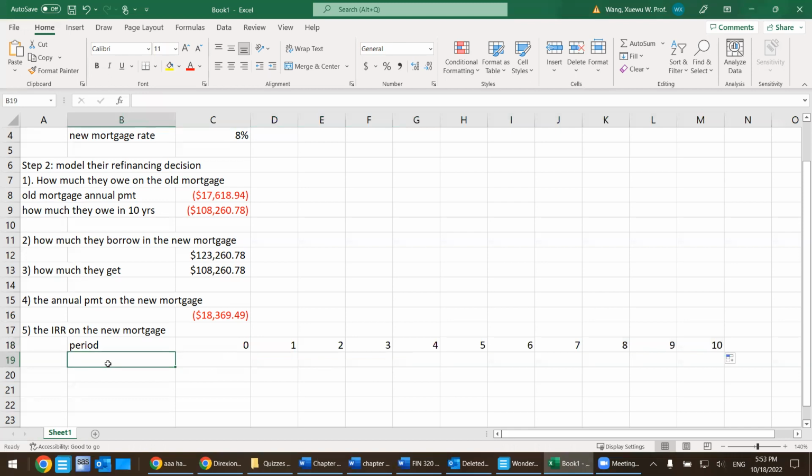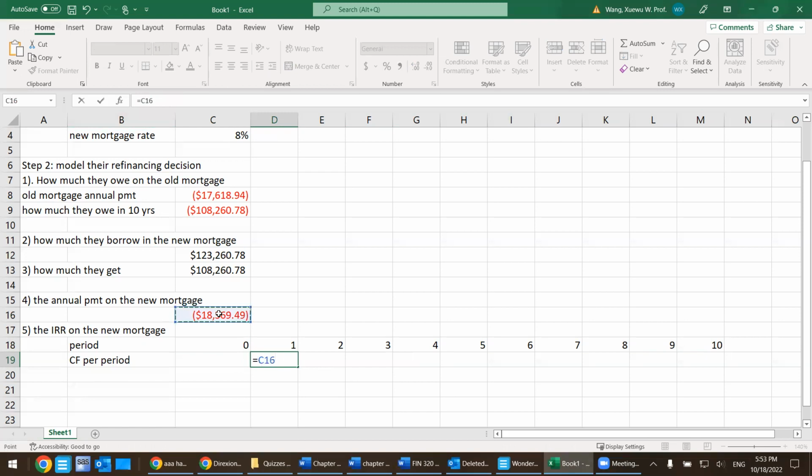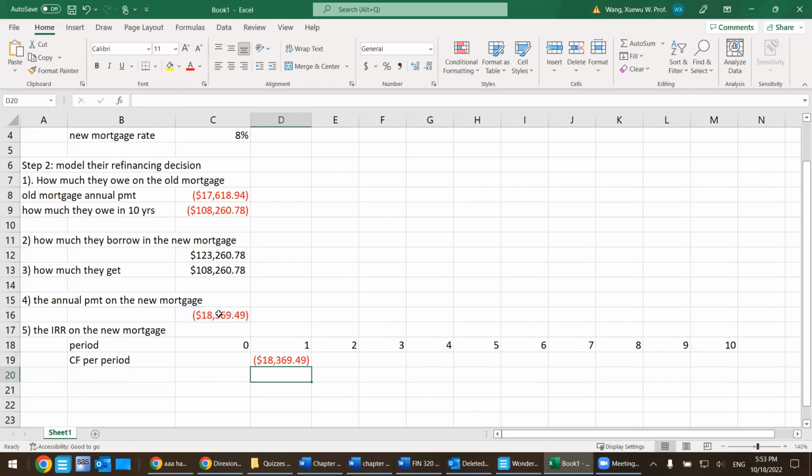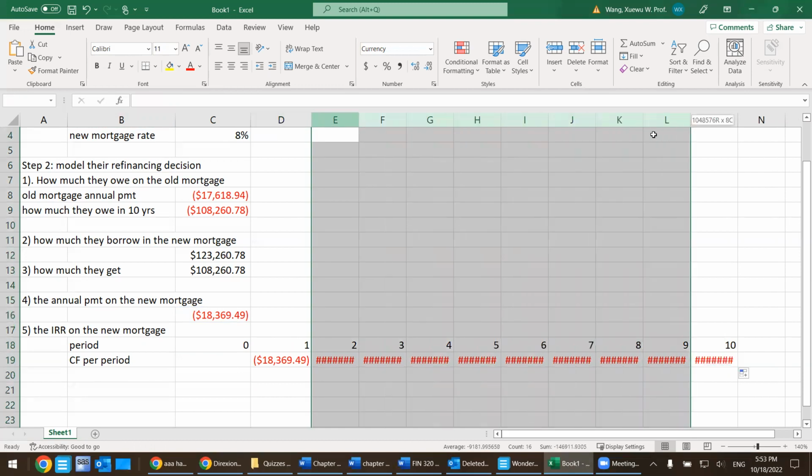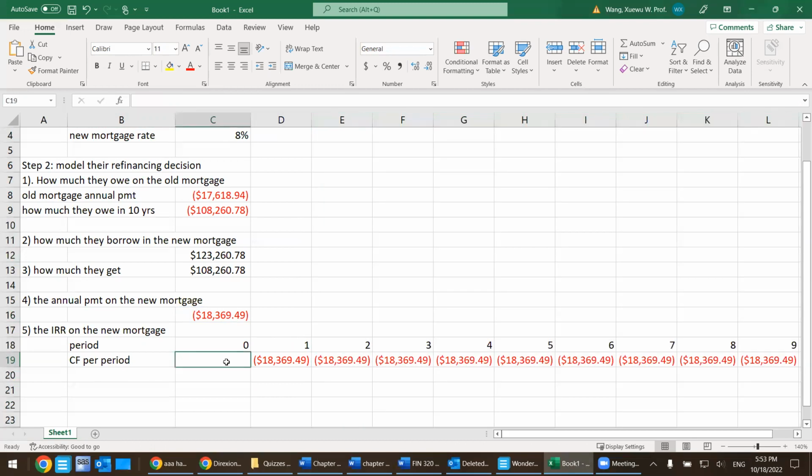And we have the cash flow per period. So this is actually how much they're going to pay every year. And I'm going to lock this down here. That's 18,369. And these numbers are a little messed up, so let me just clean up the mess. Okay. And this actually is the amount they're going to get today. And so that's the 108,260.